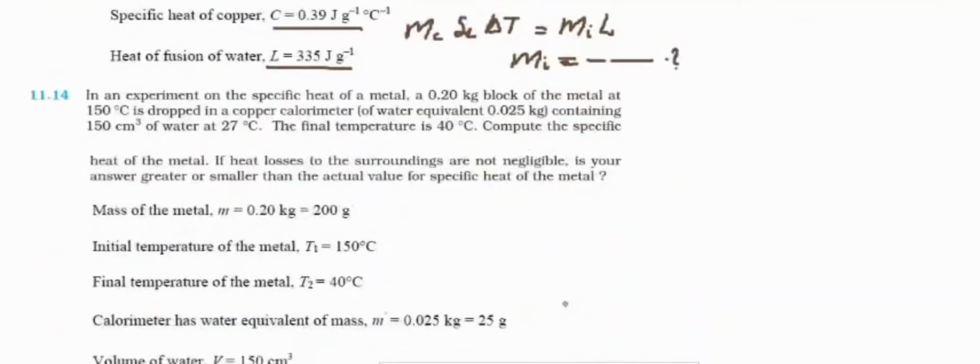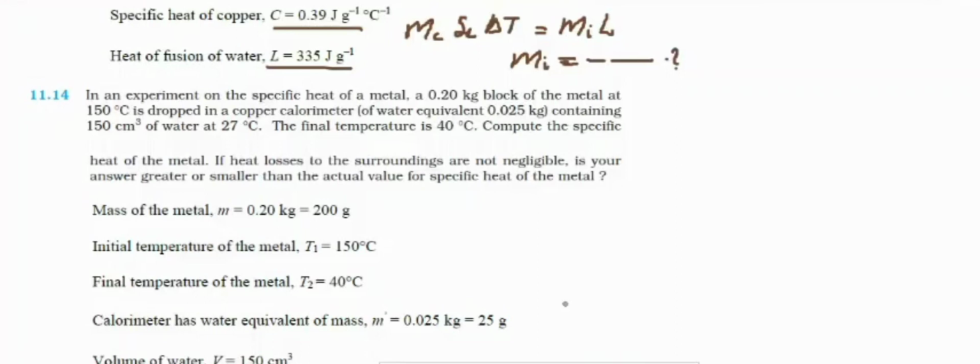Now, question 49, an experiment on the specific heat of metal. A 0.2 kilogram block of the metal at 150 degrees Celsius is dropped in a copper calorimeter of water equivalent 0.025 kilogram, containing 150 centimeter cube of water at 27 degrees Celsius. The final temperature is 40 degrees Celsius. Compute the specific heat of the metal.